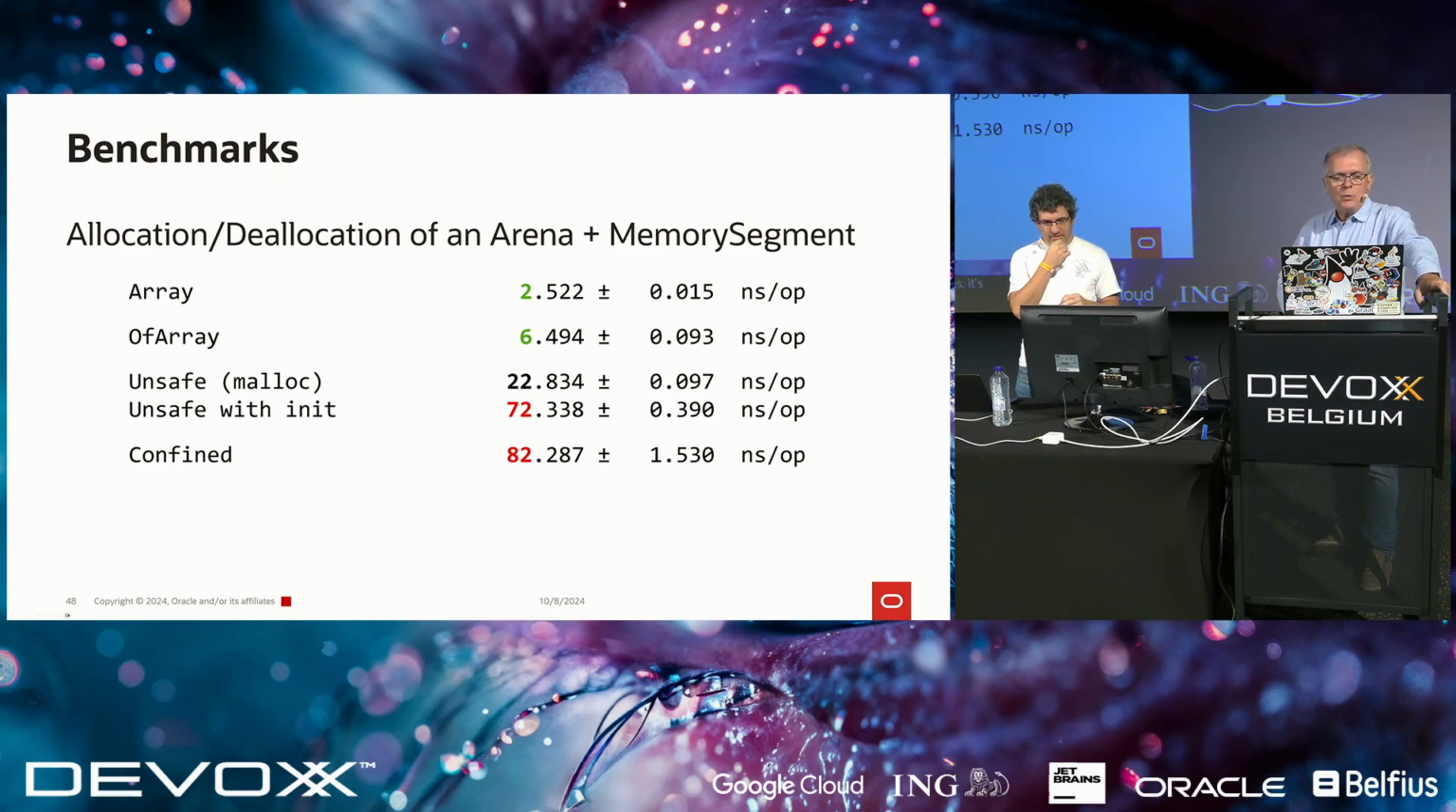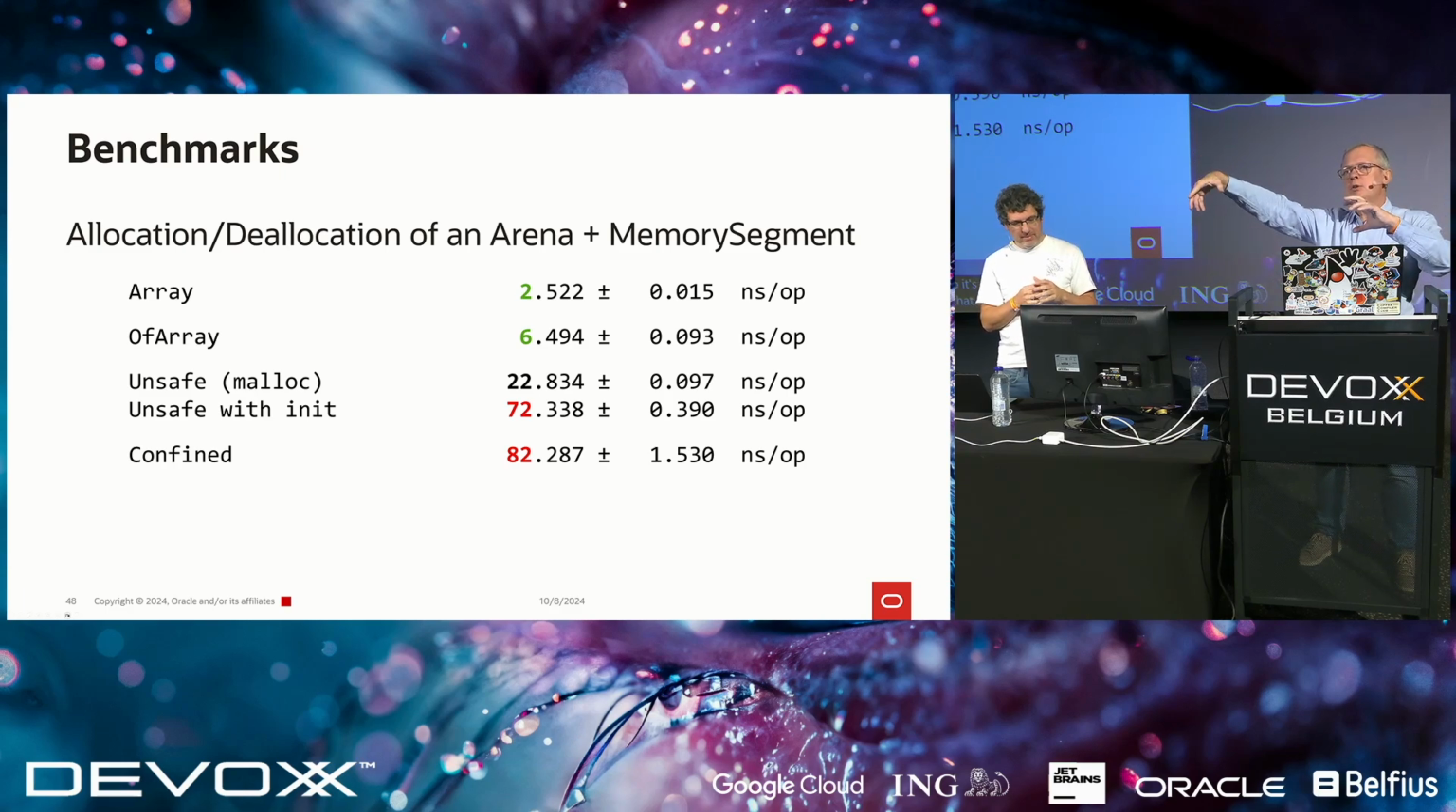When you're doing off array, that is, you have this array and you create a segment on heap that is wrapping this array, it's actually longer because you need to create the memory segment object itself. And the difference between both is actually the creation of this memory segment object, which is also pretty fast. We're talking 4 nanoseconds, so it's not a lot. You can really create many, many memory segments in a short amount of time.